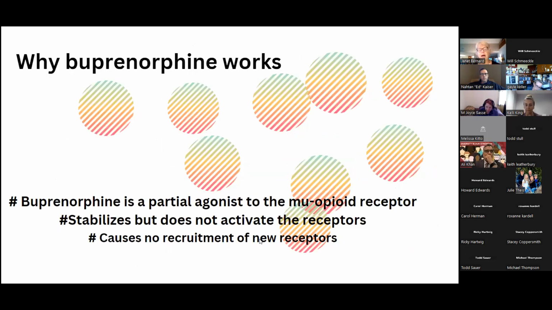Buprenorphine works. Again, this counts for methadone and Suboxone, the combination, all of that. But it's a partial agonist to the mu-opioid receptors. So it sits in the receptors and keeps them busy, but it doesn't activate the receptor. So the person does not get high. And also there is no recruitment of new receptors. So at least it stops that process.